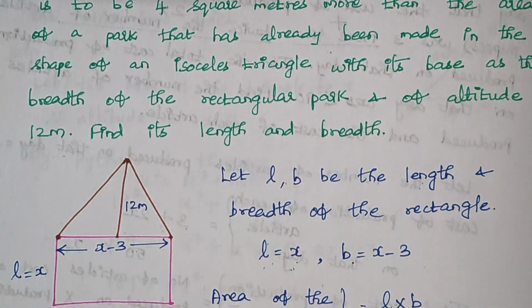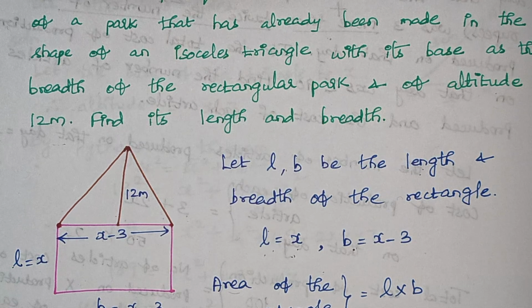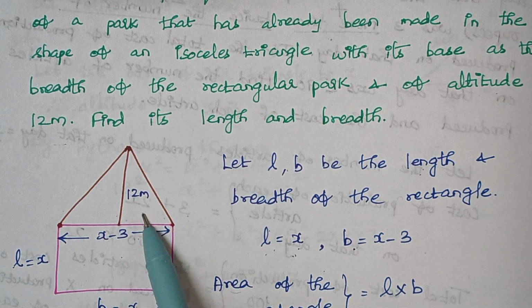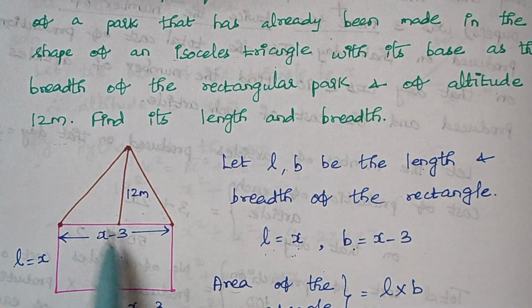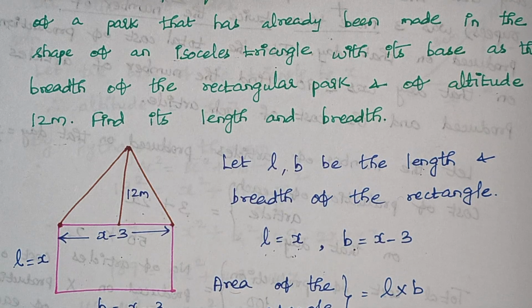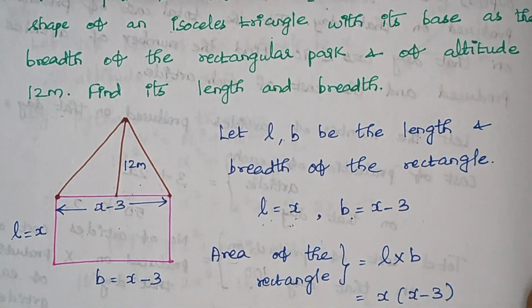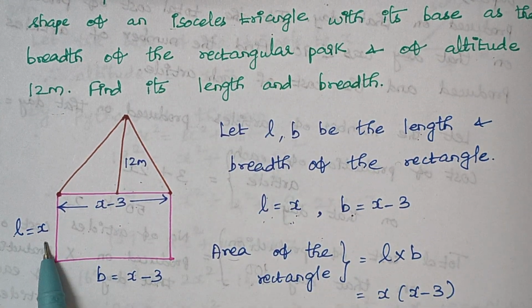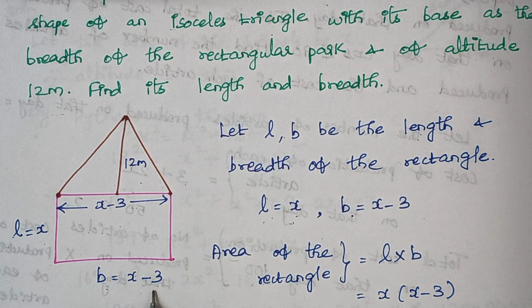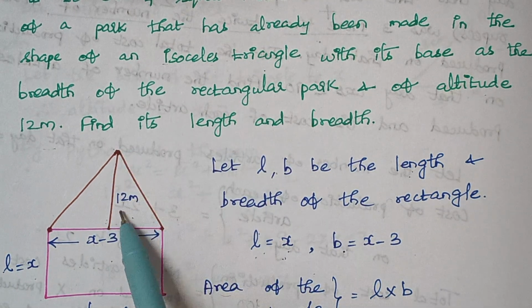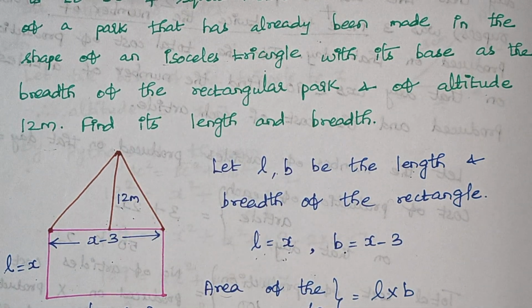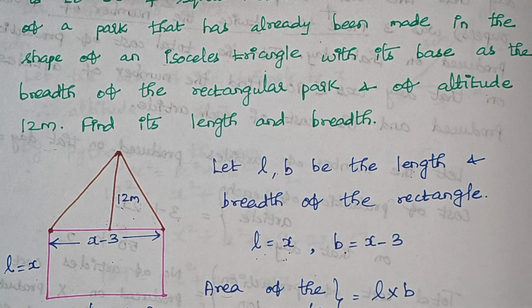So here we have a rectangular shape area in a park. Beyond that we have a shape of an isosceles triangle whose base is nothing but the breadth of the rectangle. So this is our rectangular park and the value of length L is x and the value of B is x minus 3. Now what about the height? The height of this triangle is 12 meter. Now we have to find the length and breadth.